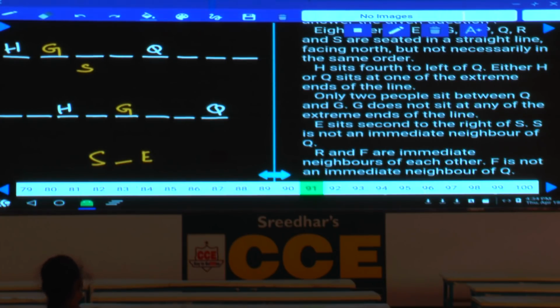Tell me whether S can be here. If S is here, then E and Q must be in the same place, which is not possible. S cannot be here because S is not an immediate neighbor of Q, isn't it? Hence S cannot be here, because if S is here, 2 places to the right hand side of E, E is not possible. Hence there is no possibility for S in the first case, and the first case is completely ruled out.